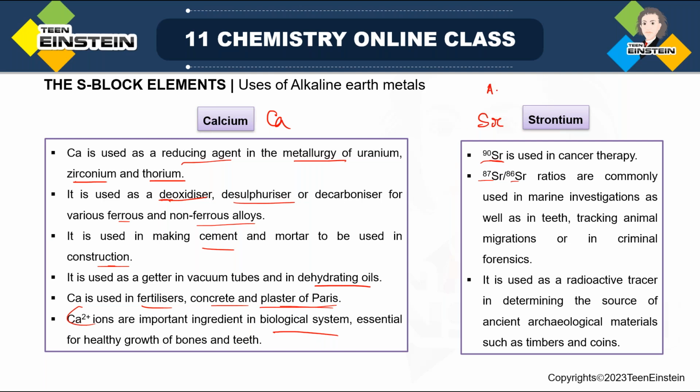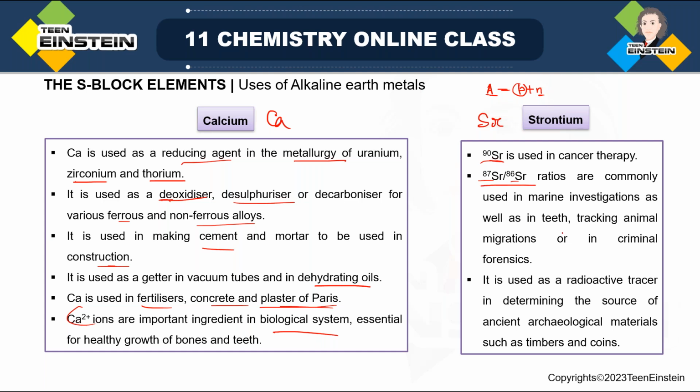So mass is expressed by A. So it is equal to proton number and neutron number. P is fixed, but because of difference in N, mass is changed. So this is the definition of isotope. So there are different isotopes for strontium. 90 strontium is used in cancer therapy.